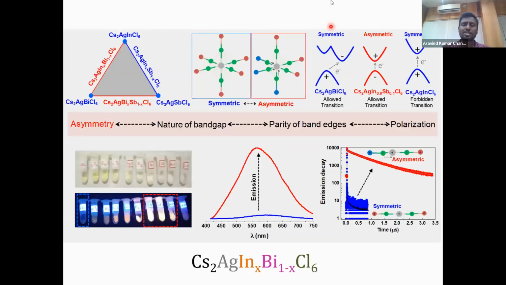And just to summarize the whole thing, we have introduced asymmetry in the crystals, and this asymmetry in the crystal, essentially distortion, led to the change in the nature of the band gap and the parity of the transition, and eventually that also affected the polarization. These three changes in the fundamental properties of the material led to a significant enhancement in the emission and also a significant increase in the lifetime.